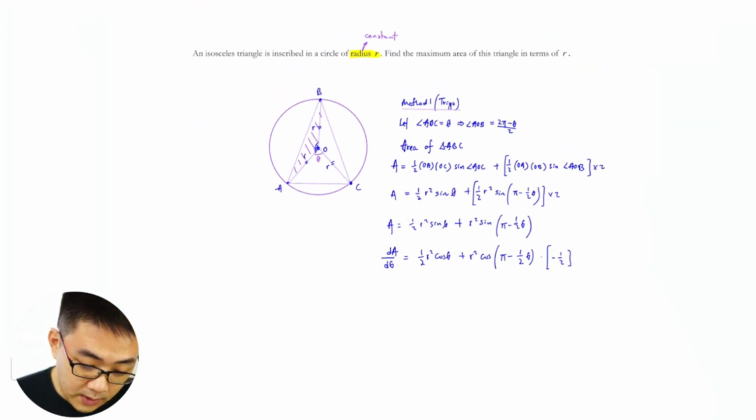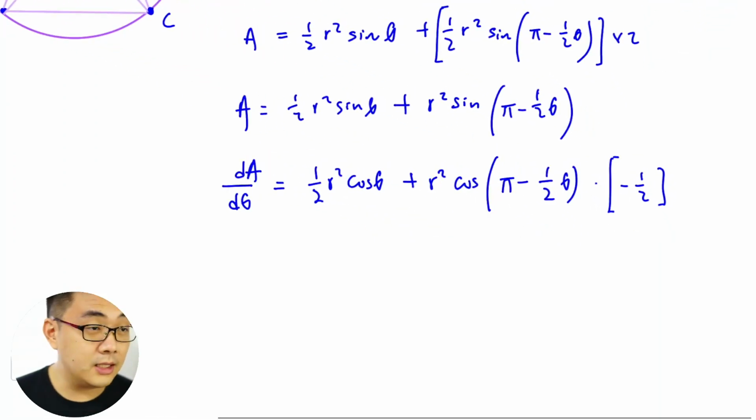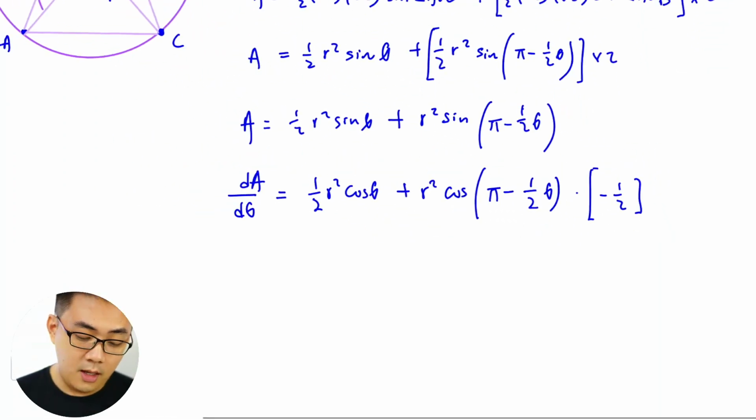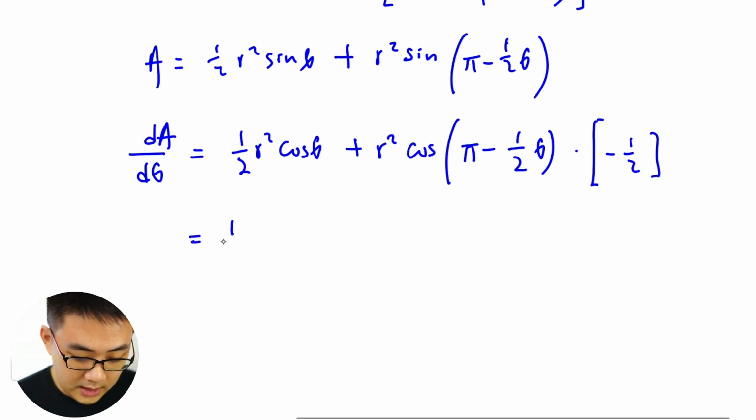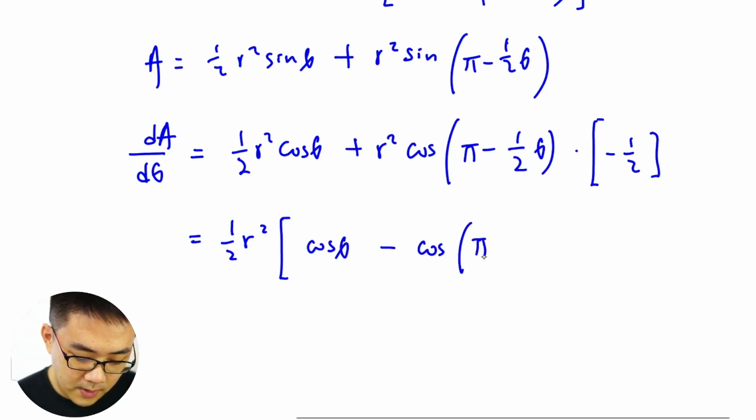Now, do you want the exact value? I think the answer is given exact, so I will just find exact. If you don't know the exact value, you can just use the GC calculator, okay? You don't need to work it out. In this case, I'm just going to bring the r squared out, so this will be cosine theta minus cosine (pi minus half theta).